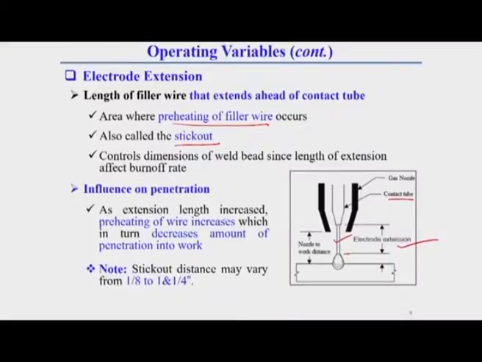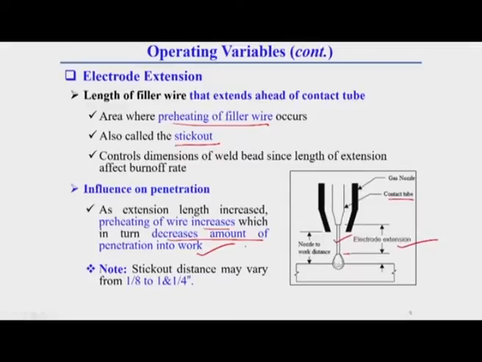That is why some heat is lost due to preheating of the electrode itself, and due to this a less forceful arc is generated. Due to this less forceful arc, the turbulence effect and other phenomena which I have already discussed in the physics of the welding process decrease in force, so penetration decreases. It is written as: extension length increases, preheating of wire increases, which in turn decreases the amount of penetration into the work.